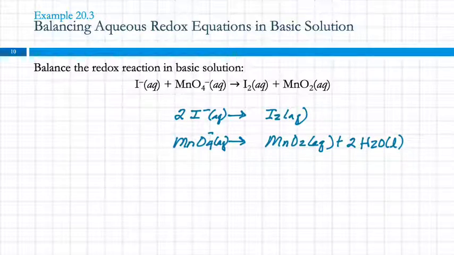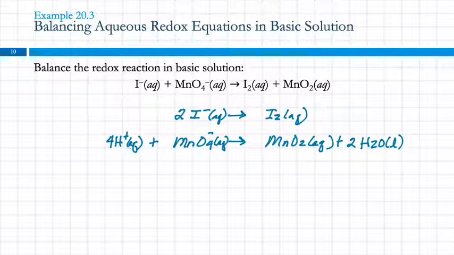So that fixed the oxygen but introduced a problem with hydrogen. So I look over here, I've got 4 hydrogen atoms in that thing over there, and so I need 4 hydrogen ions to balance the mass. And this is where I remember, oh yeah, this is in basic solution. So wherever I have hydrogen ions, I'm going to add an equal number of hydroxide ions.